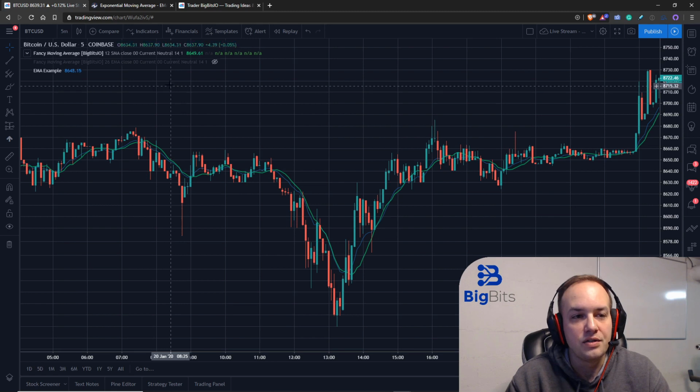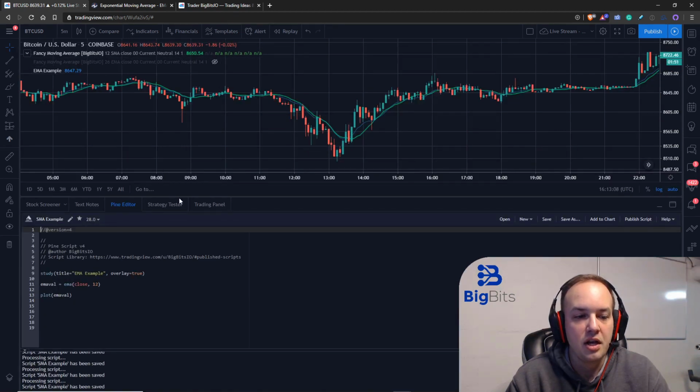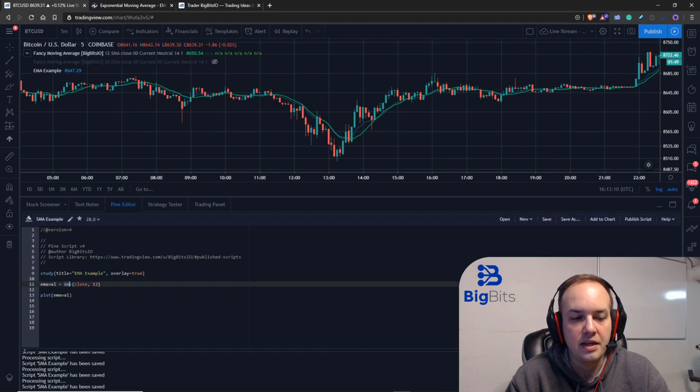Now, as far as doing an exponential moving average on TradingView, it's very simple. It has a built-in function. You can just call the EMA using the closing price of the candle and the periods back, and you just plot that on the screen. That's our blue line.